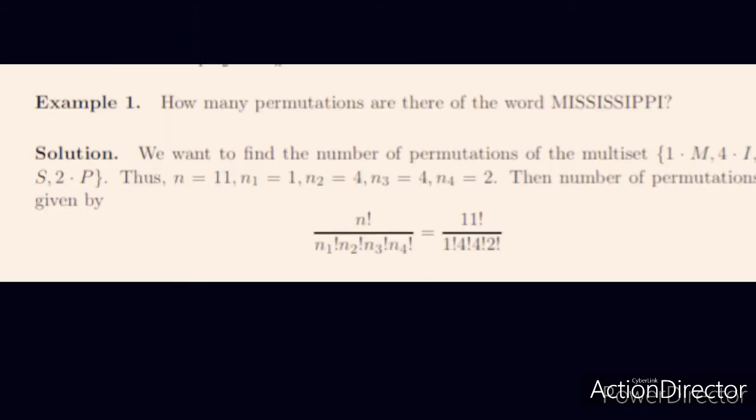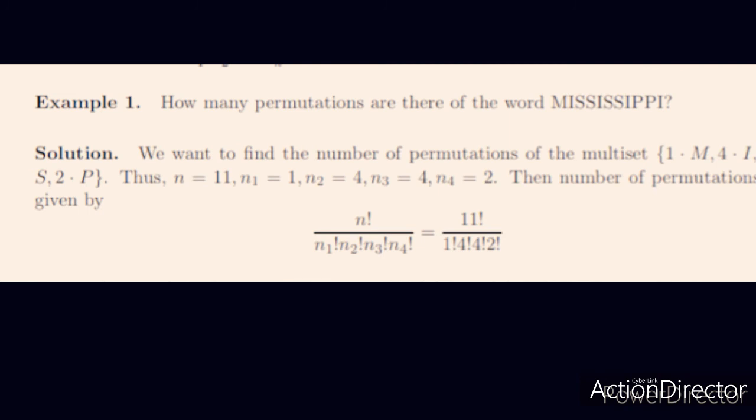Example: how many permutations are there of the word MISSISSIPPI? We want to find the number of permutations of the multiset. So letter M has 1, letter I has 4, and letter S there are also 4, and P has 2. Thus n is equal to 11 because 1 plus 4 plus 4 plus 2. So n sub 1 is equal to 1, n sub 2 is equal to 4, n sub 3 is equal to 4, and n sub 4 is equal to 2.